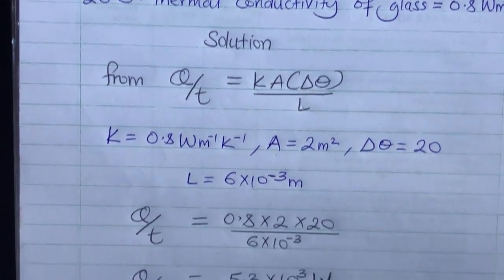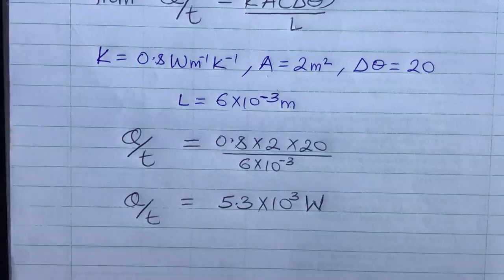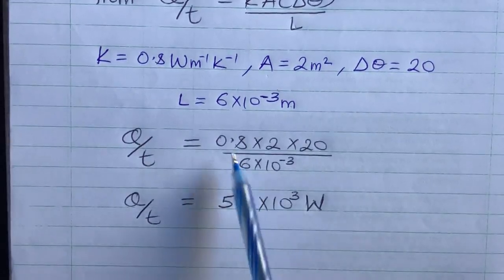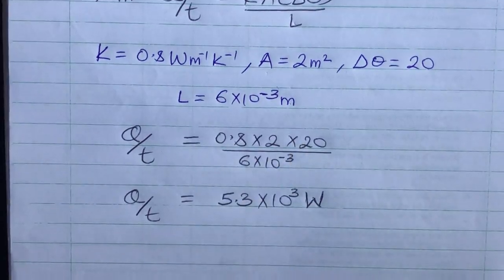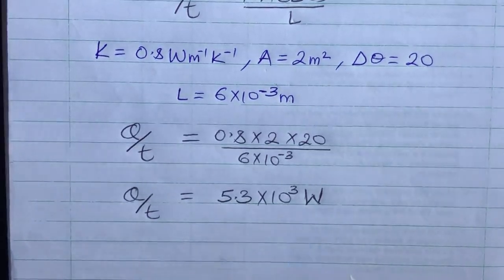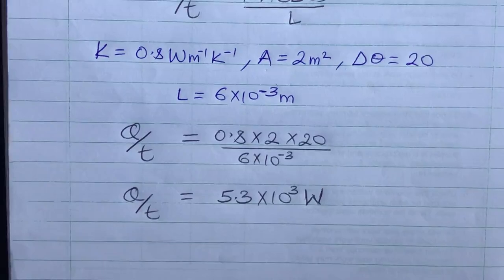So we shall substitute in our equation to get the rate of loss of heat through the window glass, whereby if we substitute and manipulate, we end up with 5.3 exponent 3 watts, or it can also be joules per second. Otherwise, we are still looking at thermoconductivity calculations. We are having more examples in our next lesson.